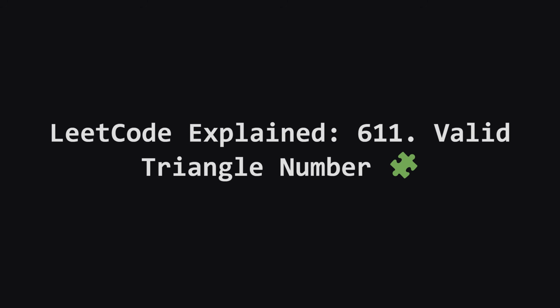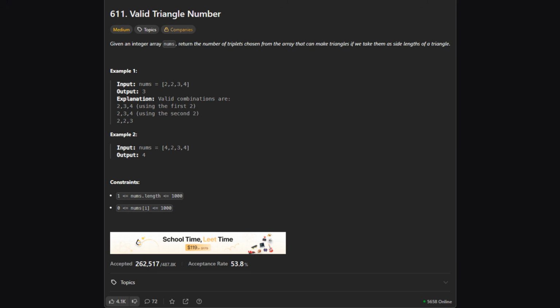Let's get started. Okay, so the problem gives us an array of integers called nums. We need to count the number of triplets we can choose from this array that could be the side lengths of a triangle. For example, with the numbers 2, 2, 3, and 4, we can form 3 different triangles.